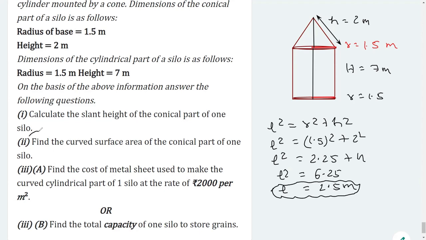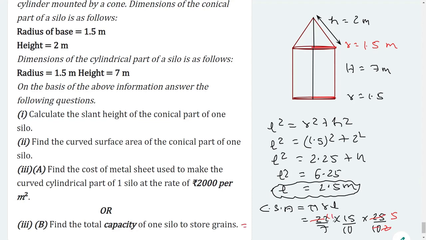Now in the next part, we have to find the curved surface area of the conical part, that is CSA of cone. And CSA of a cone is what? Pi RL. So replacing pi, the value is not mentioned, so we'll be taking 22 upon 7. Radius, as it is 1.5, I can write 15 over 10. And the slant height, which is 2.5, I can write 25 over 10. So if I reduce it, I can reduce 5 two times, and 2 one time, and 7 with 22 to get 11.